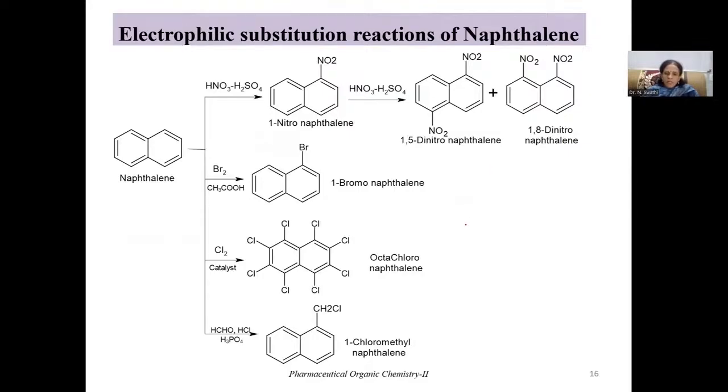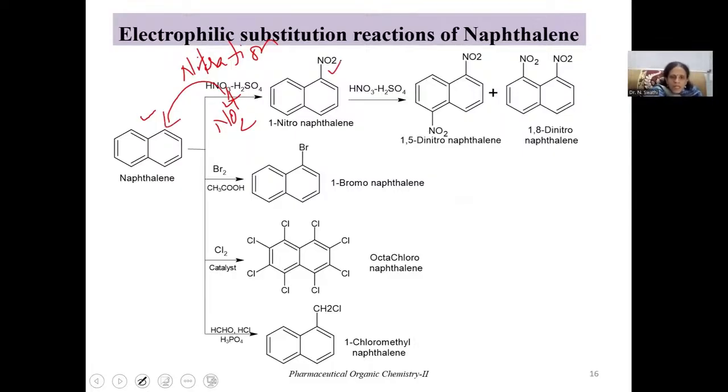Now that you have learned why the alpha position is preferred in case of naphthalene, let us consider a few examples. So here are a few examples of electrophilic substitution reactions of naphthalene. Here the structure of naphthalene is given. For the first reaction, as you are aware, by looking at the reagent itself you can easily make out this is a nitration reaction, where a combination of concentrated nitric acid and sulfuric acid is used. Here, as you are aware, the nitronium ion will be generated, and once it is generated, because the preferred point of attack is alpha, it attacks at the alpha position.